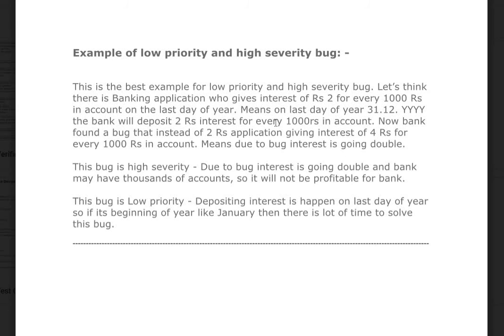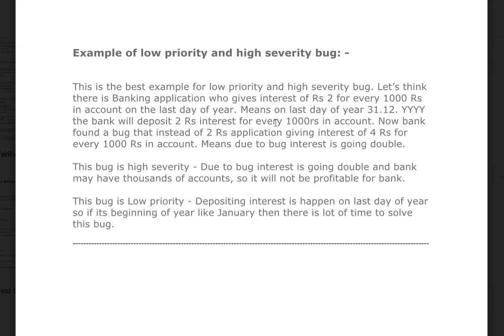Now the bank found a bug. The bank realized that instead of 2 rupees, there is a coding error because of which 4 rupees will be credited as interest for every 1000 rupees in the account. Means there is a bug in the interest calculation, which leads to a double amount being credited in the customer's account. But it will be credited on 31st, which is when this bug will impact the functionality.